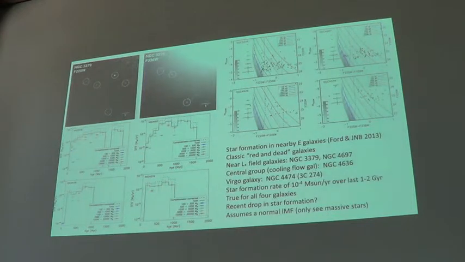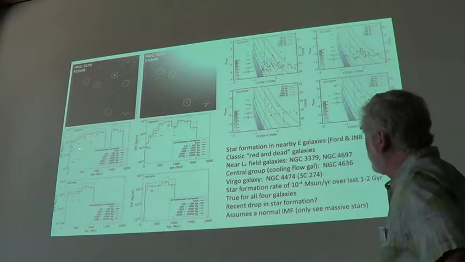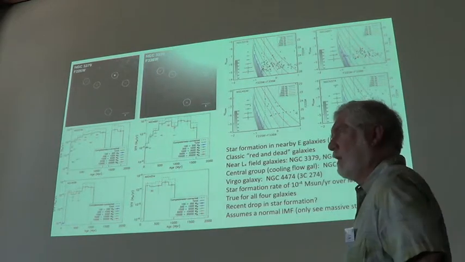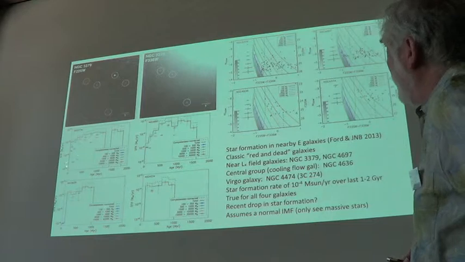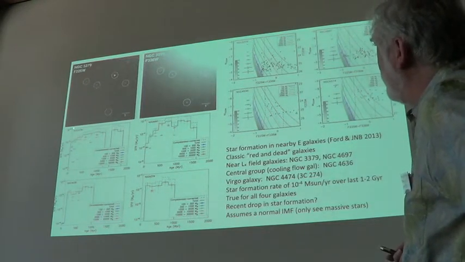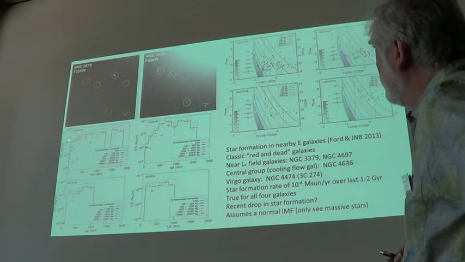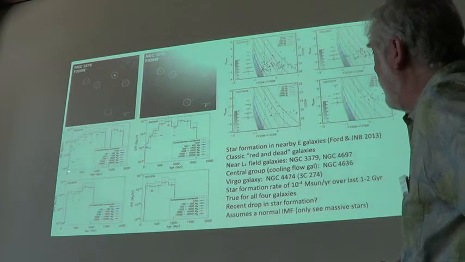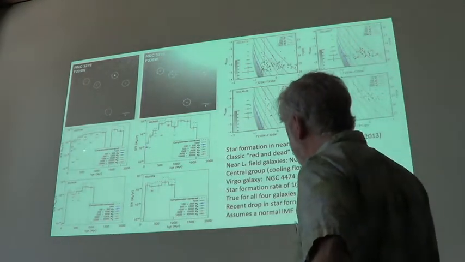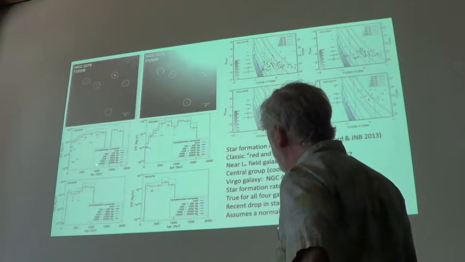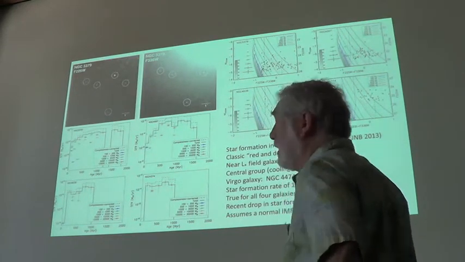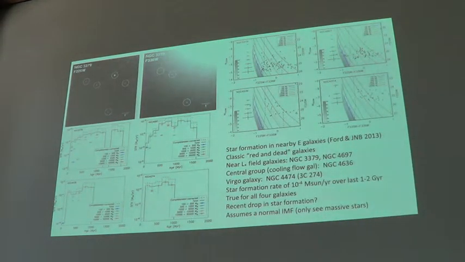You can follow the star formation. Sorry that this is a little smaller than I'd like. Actually, I can see it just fine. But, this is star formation rate, 10 to the minus 3 solar masses a year, 10 to the minus 4, 10 to the minus 5, 10 to the minus 6. And if you just follow this line, this is age, 1 gigayear, 2 gigayears. You can actually reconstruct the star formation rate over the last 1.5 or 2 gigayears.